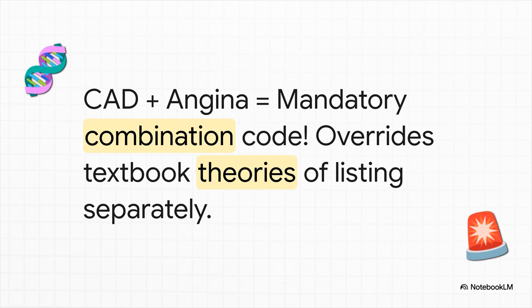The CMS guidelines forcibly merge them, totally overriding any old-school textbook theories that might tell you to list every symptom separately. And hey, when you use this combo code, the guidelines explicitly tell us we don't need an additional code for the angina. One code, the whole shebang.